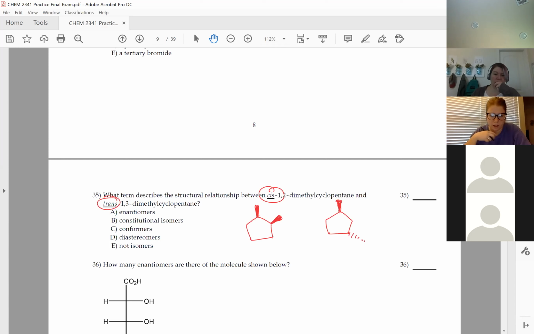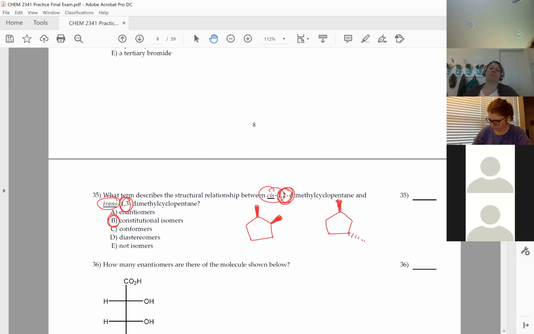Constitutional isomers. Right, these are constitutional isomers because this one is 1,2 substituted, this one is 1,3. So the methyl groups are not on the same carbons. These are not stereoisomers of each other. They're constitutional isomers. But by underlining cis and trans, it kind of makes you think that they might be diastereomers.